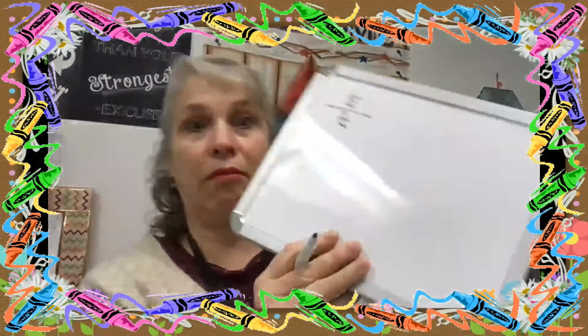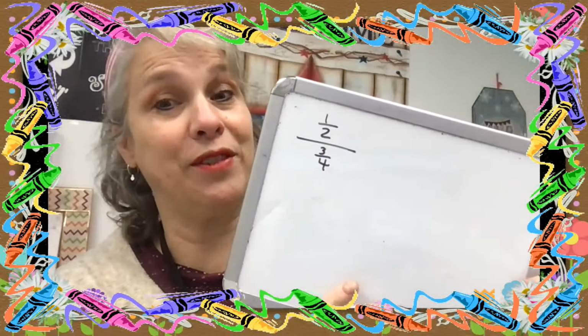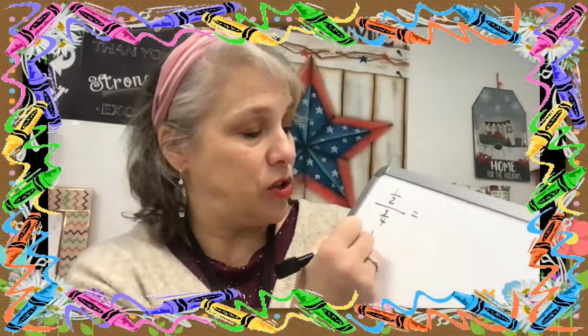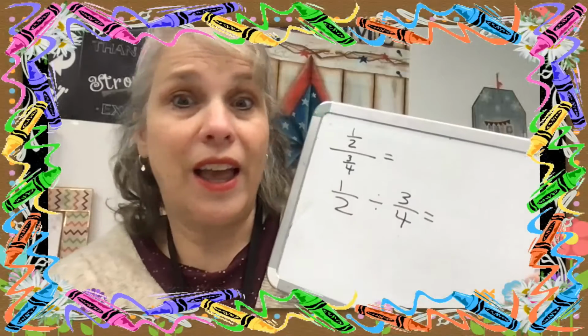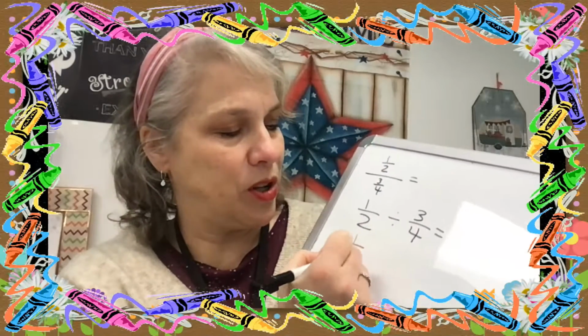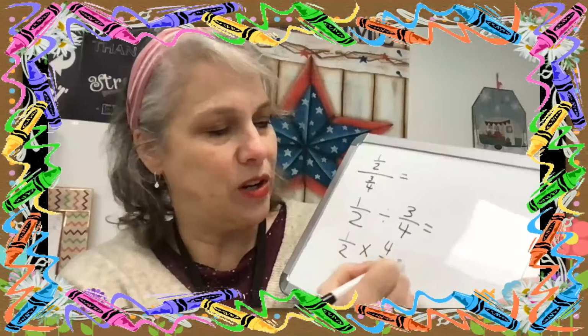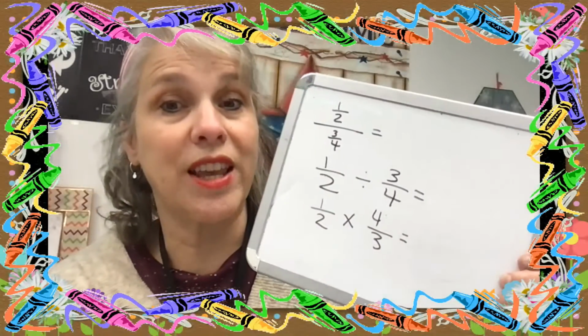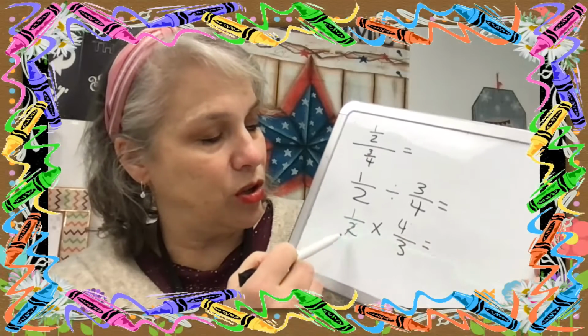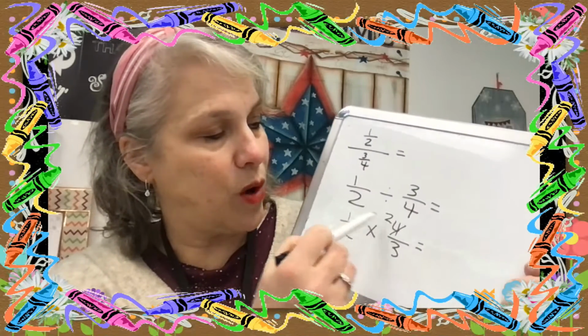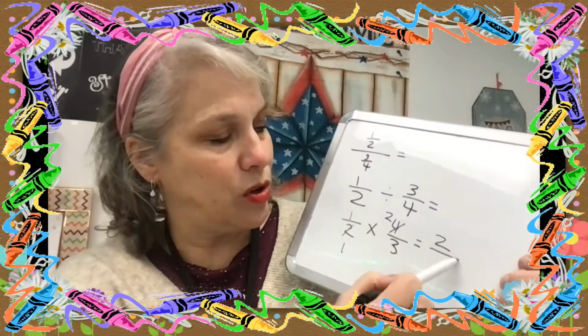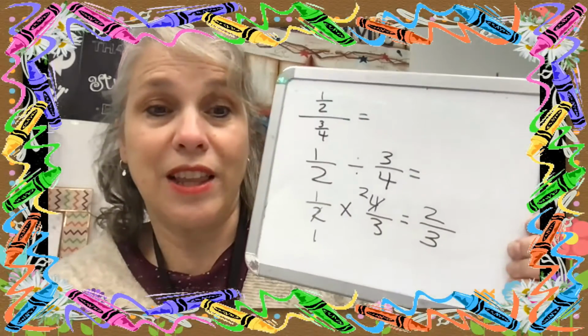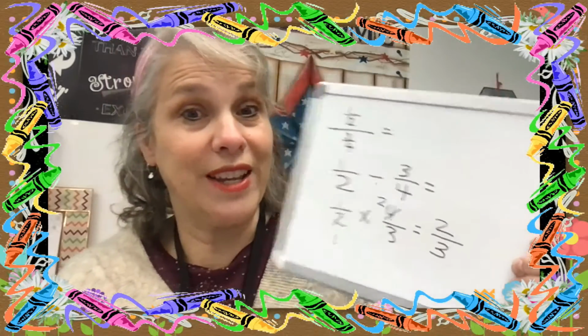Let's try another one. Let's try this one. 1/2 divided by 3/4. So I just do 1/2 divided by 3/4. Multiply by the reciprocal, 4/3. Okay, now in this one, I can cross cancel. So 2 goes into 2 once, 2 goes into 4 twice, and now I multiply across. 1 times 2 is 2. 1 times 3 is 3. And that is your answer.